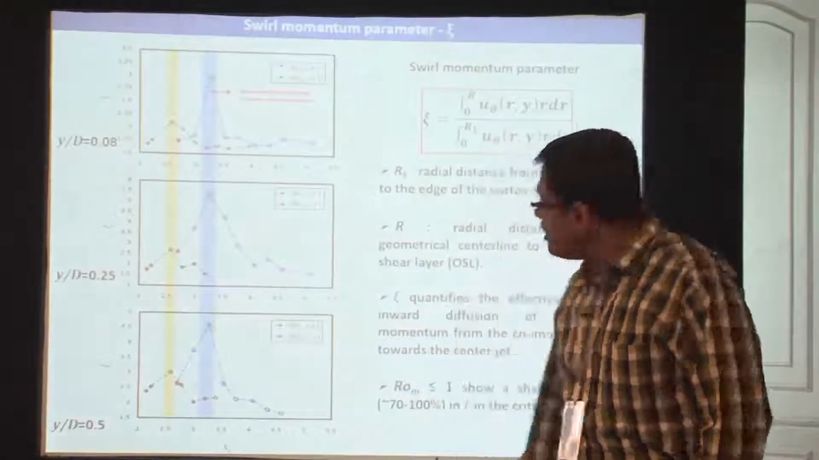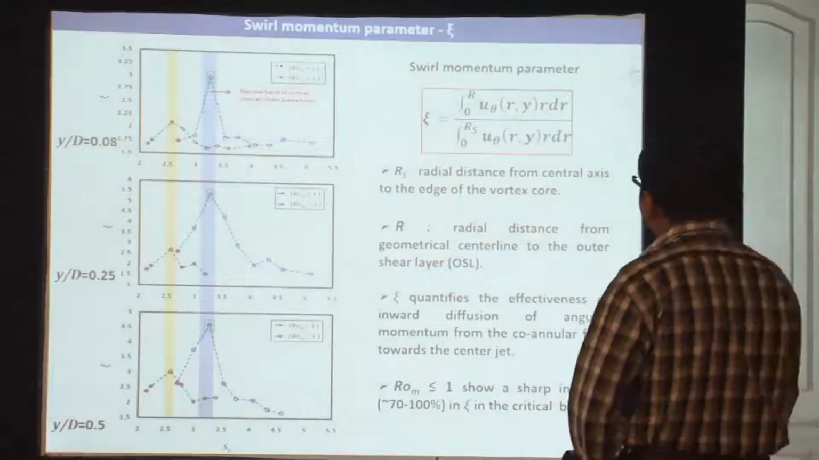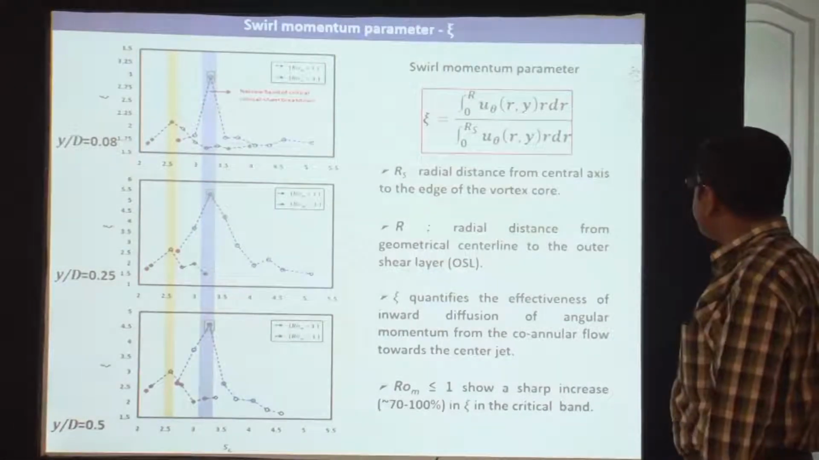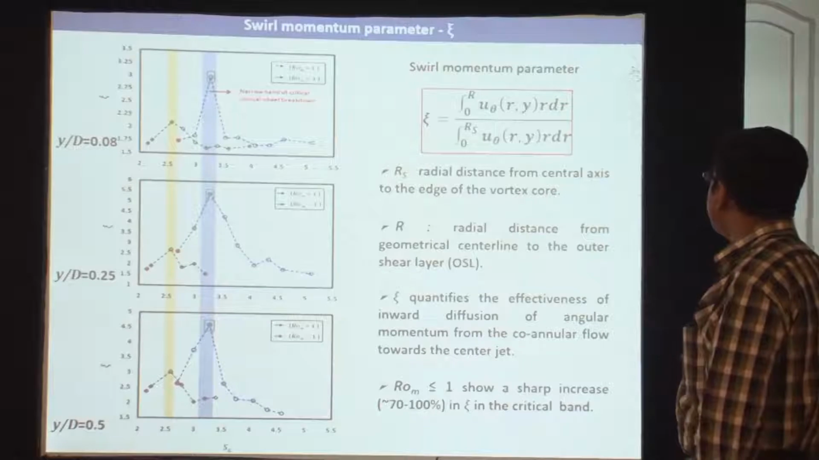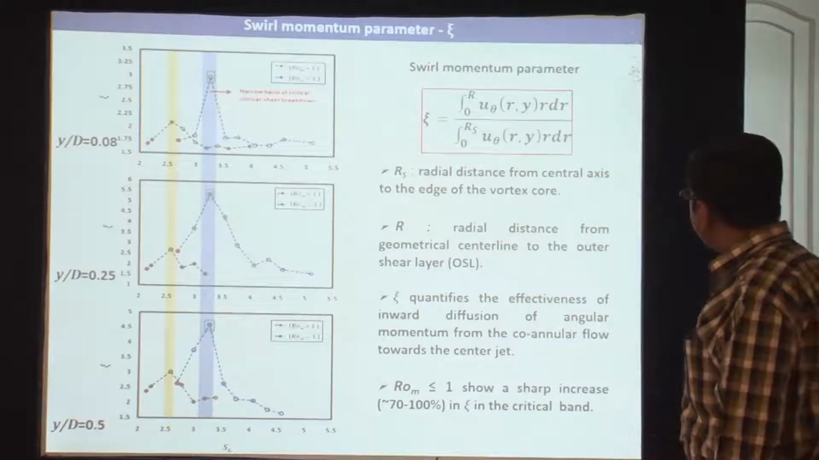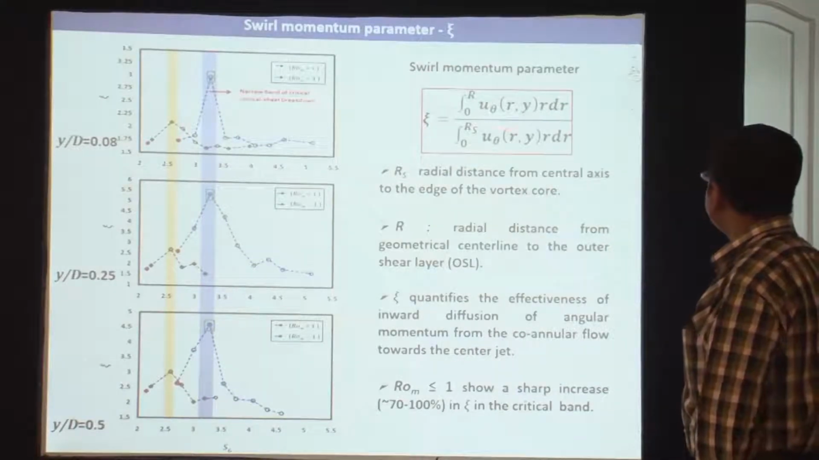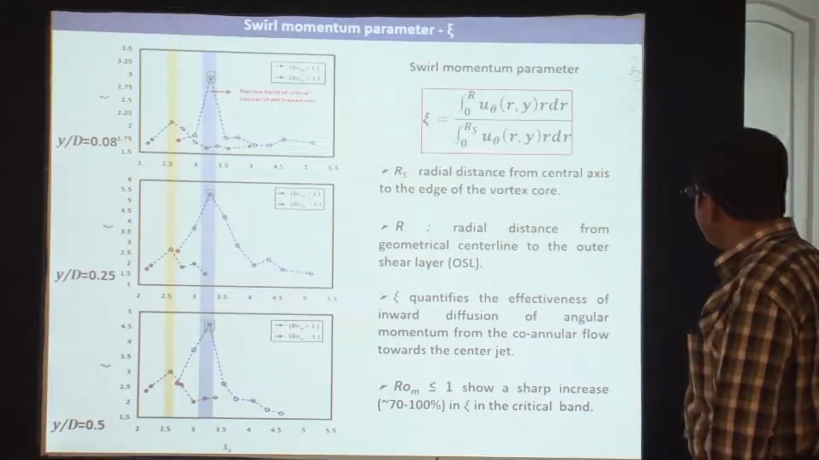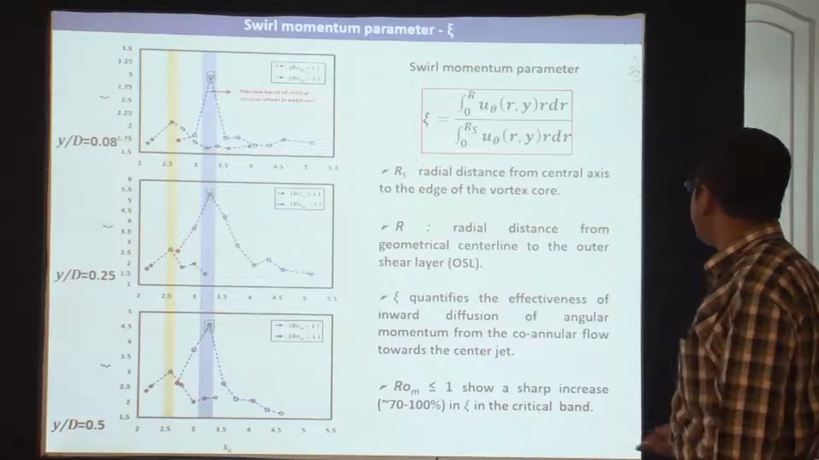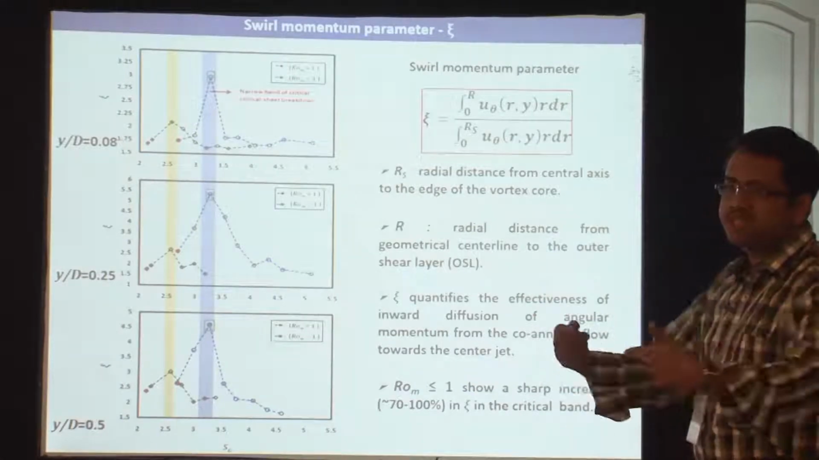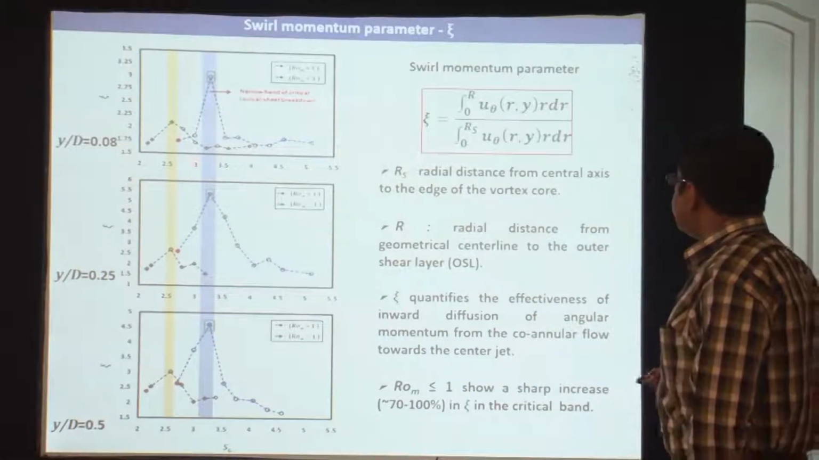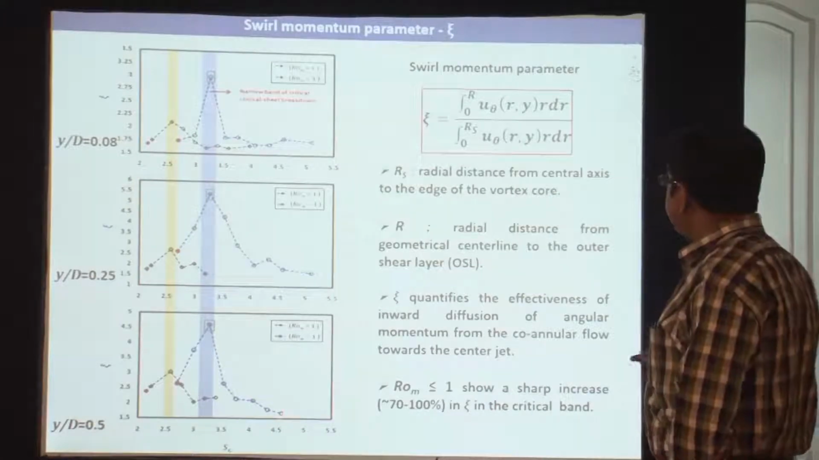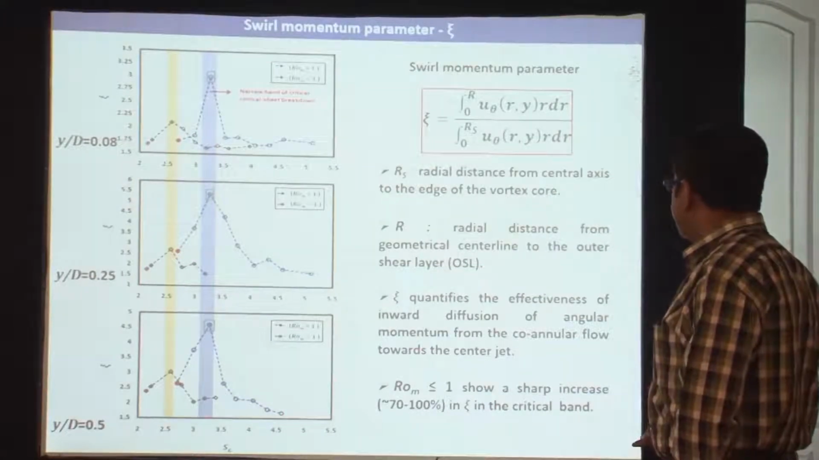If you look at the same thing, we defined a parameter which is basically called the swirl momentum parameter. Now the swirl momentum parameter is interesting. It shows basically what is the effectiveness of the inward diffusion of the angular momentum from the co-annular jet towards the jet center axis.